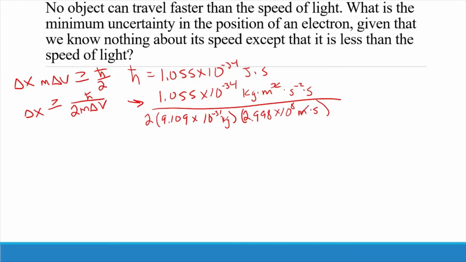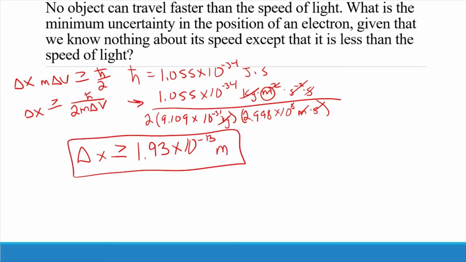So meter squared, meters, seconds all cancel, kilograms, kilograms, we're left with meters. So then we get that delta x must be greater than or equal to 1.93 times 10 to the negative 13th meters. So I think for that question, it's more of a wordage problem. It's just kind of worded weird.